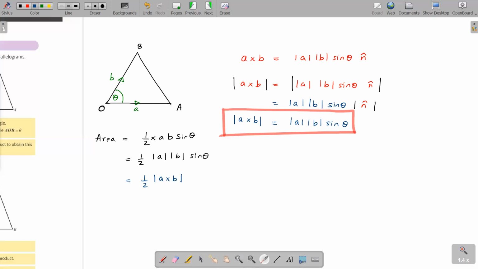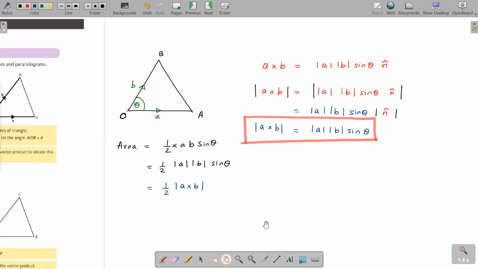Is this clear? So basically, if I want to find the area of a triangle, what do I need to do? All I need is to know these two vectors, OA, OB. If I know the two vectors, I just need to get the cross product of these two vectors, take the modulus of it and divide it by 2. And that immediately gives me the area of the triangle. Let's do an example.